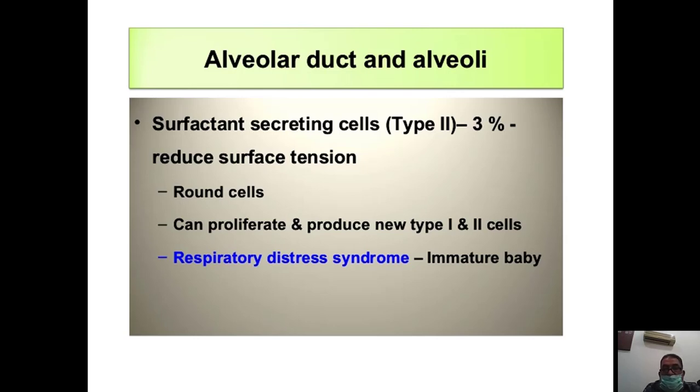Acute respiratory distress syndrome is a well-known entity in the clinical application, where there is less activity of the type 2 cell, releasing less surfactant to reduce surface tension. That produces the respiratory distress syndrome, where the baby cannot breathe properly and there is accumulation of fluid within the alveolar sacs and ducts.